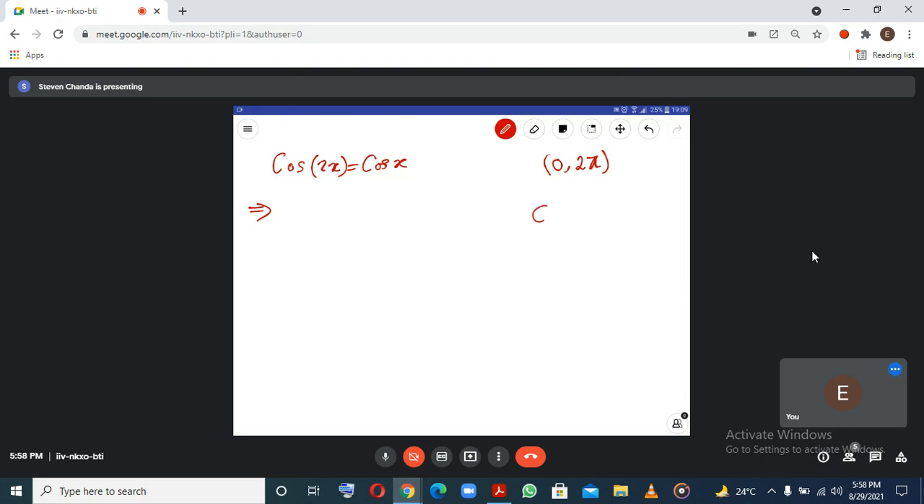So then what identity are we going to use? The identity we are going to use is the double angle formula for cos 2x. And then what we are going to do is write the substitution for the double angle formula. Okay.